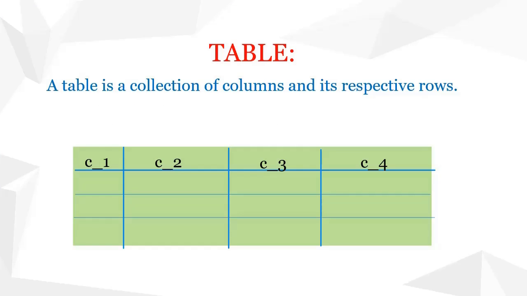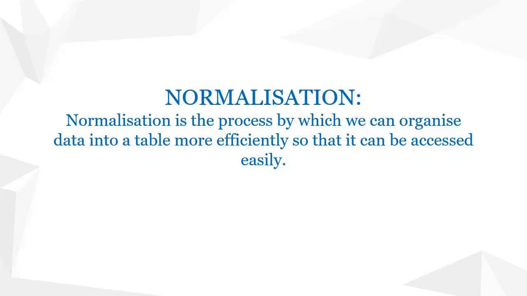In a relational database management system, we'll store the data in the form of tables. A table is basically a collection of some columns with its respective rows. Here we have a sample table which has the column names on the top row, and the remaining rows are for our data entries under respective columns. Now we know what a table is.